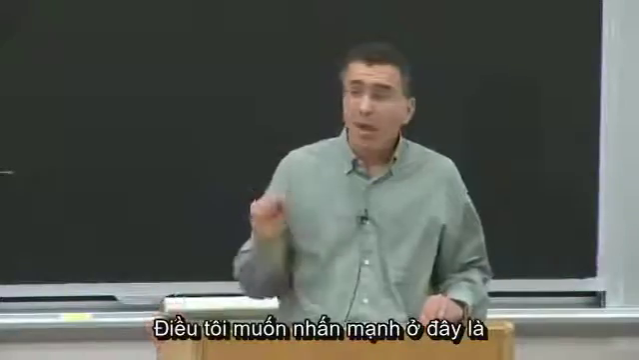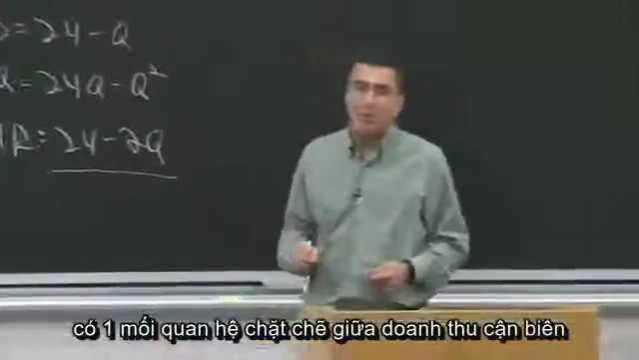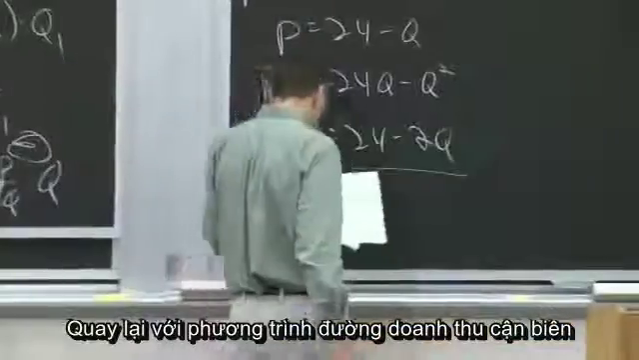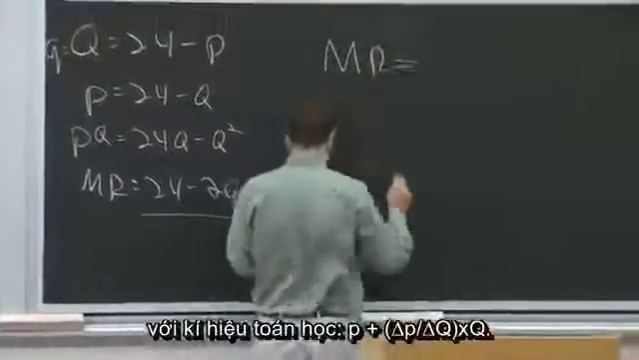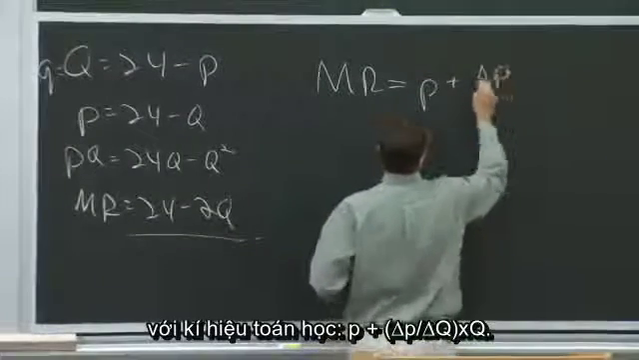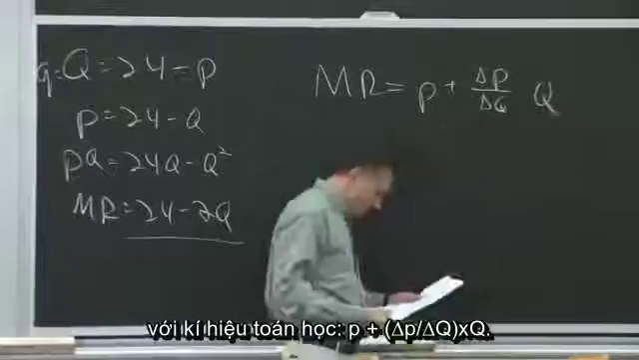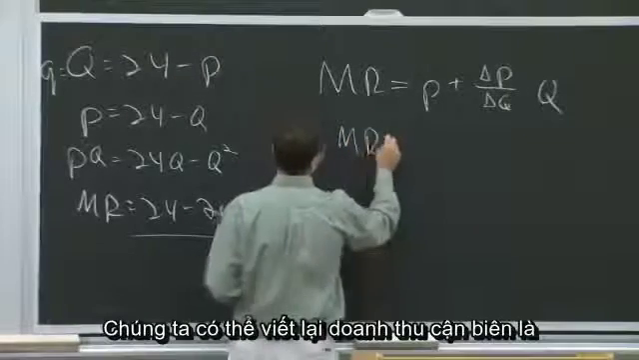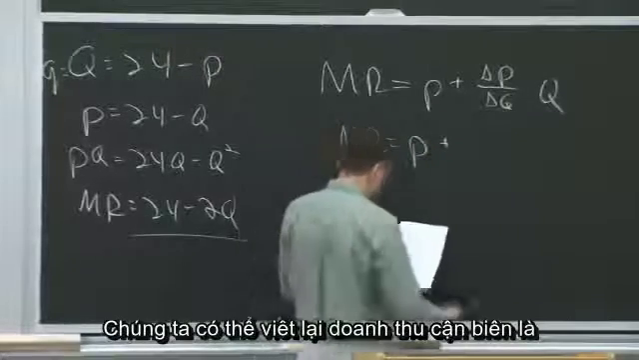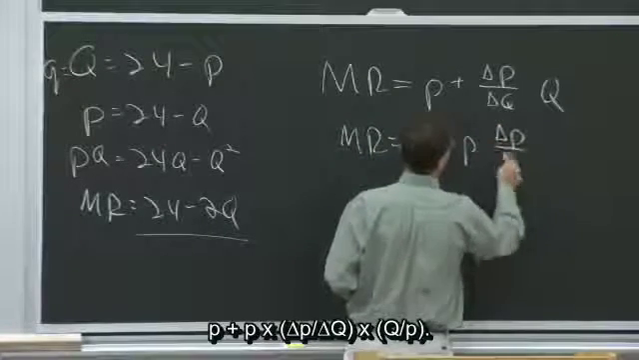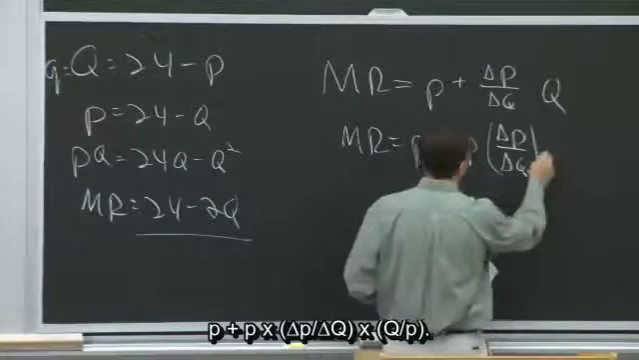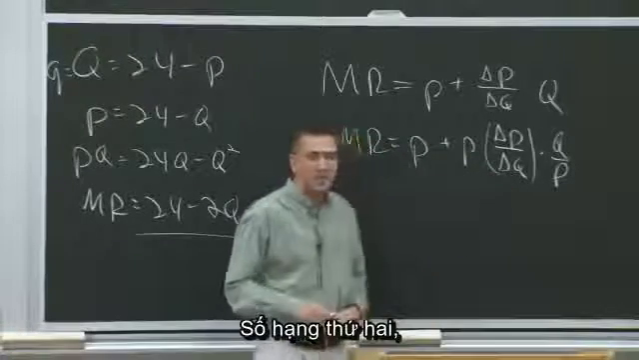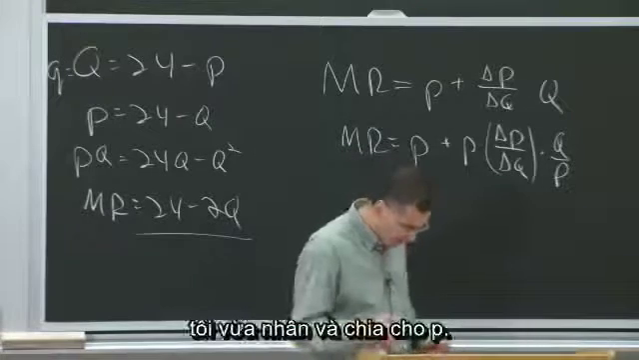Now, what I want to highlight here is this means there's a very important relationship between marginal revenue and the elasticity of demand. So let's take our marginal revenue equation and put it back in change terms. Okay, P plus delta P over delta Q times Q. And let's multiply and divide by P. So marginal revenue, you can rewrite as P plus P times delta P over delta Q times Q over P. So I just took the second term, multiplied and divided by P.